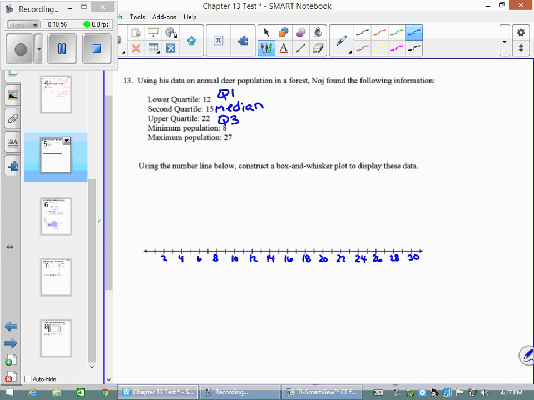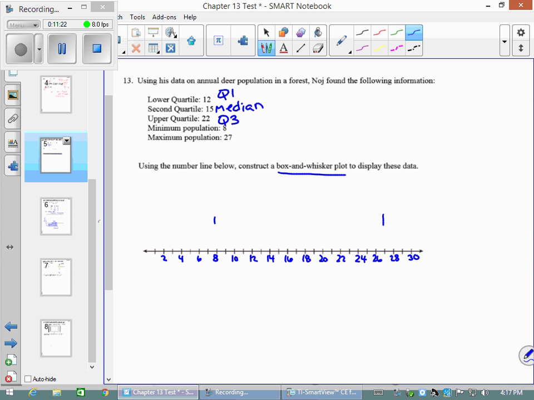So I just went ahead and labeled my interval on my number line. I counted by 2s, but I did go up by 1s. I only labeled all the even numbers to save myself a minute here. All right, my minimum value is 8. So at 8, I'm going to draw myself a little line, and at my maximum, which is 27, which would be here between 26 and 28, I'm going to draw myself a little line.